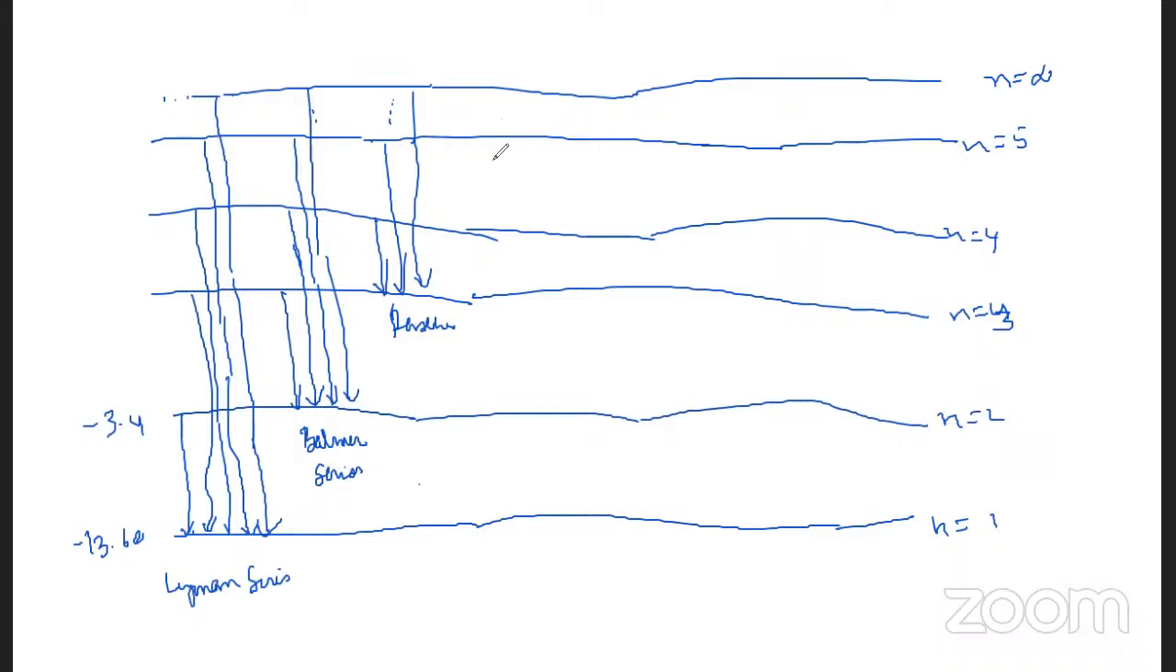Similarly, we can get the Brackett series, that is from 5 to 4 or infinity to 4. And then from infinity to 5, it can continue like this, which we call the Pfund series. So this is the energy level diagram. All of these are explained by Bohr's theory.